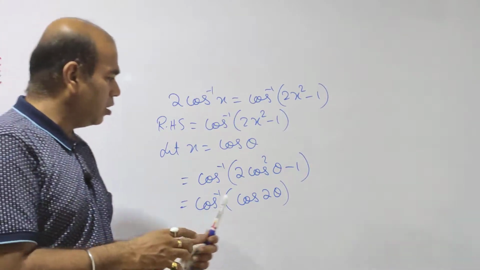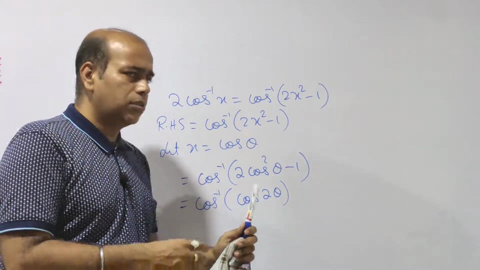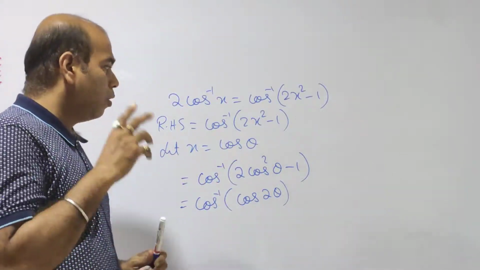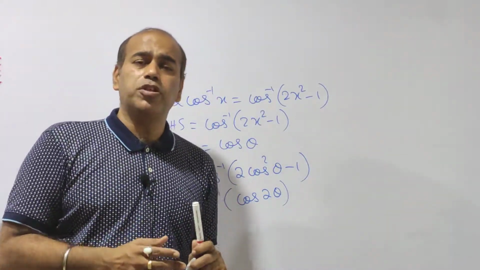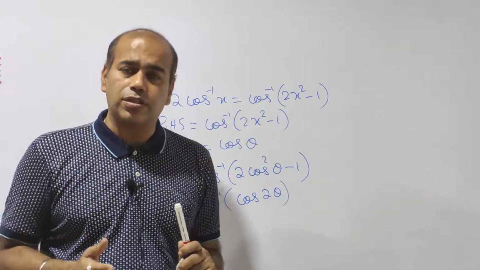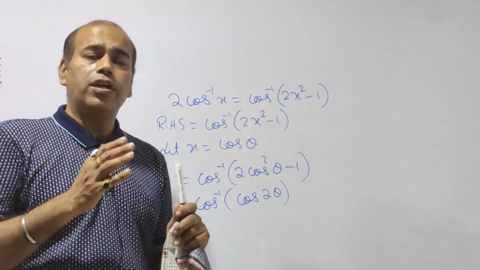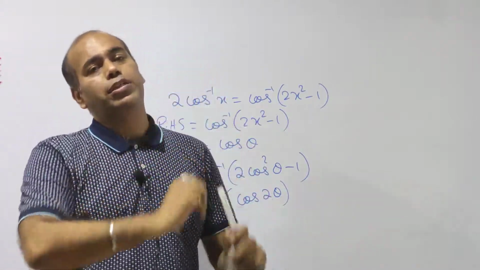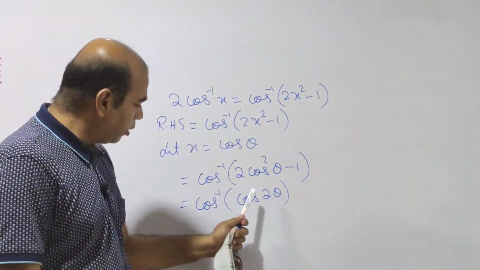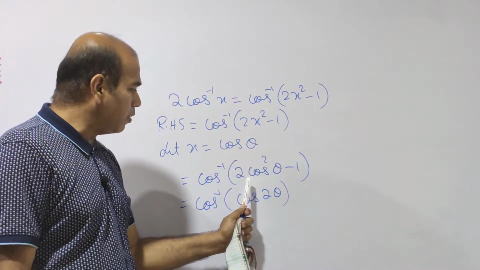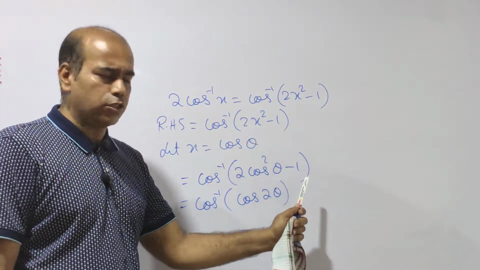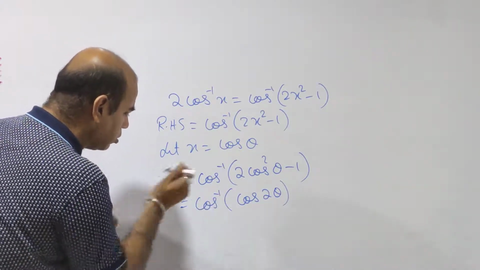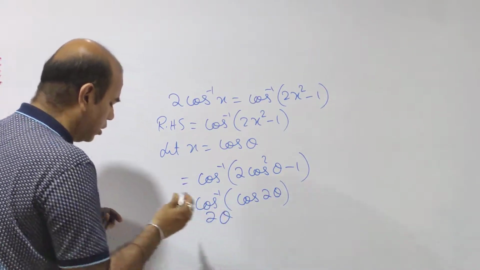Now you can ask me, sir, how is this cos 2 theta? This is again the class 11 trigonometry formulas. Cos 2 theta can be written as cos square theta minus sin square theta. Also, we can write 2 cos square theta minus 1. Also, we can write 1 minus 2 sin square theta. But here my requirement is cos, so I have written 2 cos square theta minus 1. That is cos 2 theta. So if I remove cos inverse and cos, I will get 2 theta.